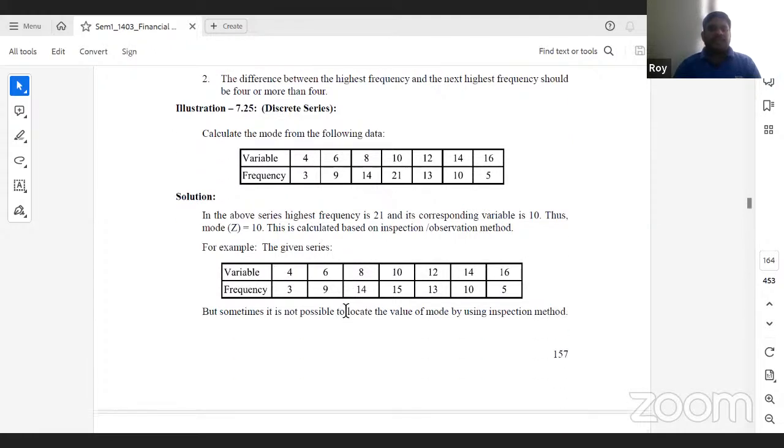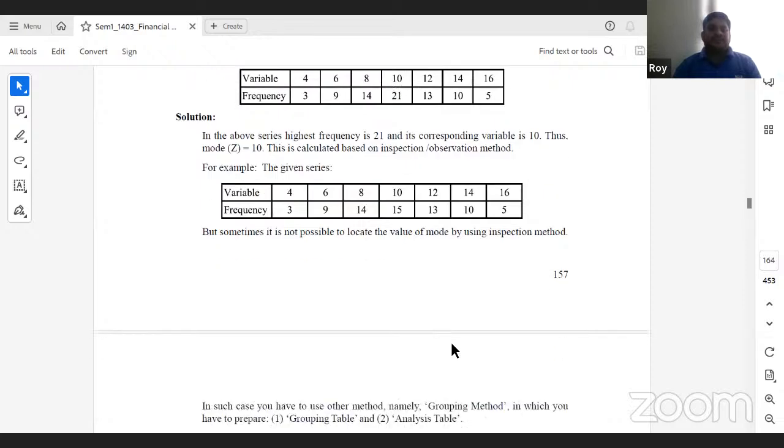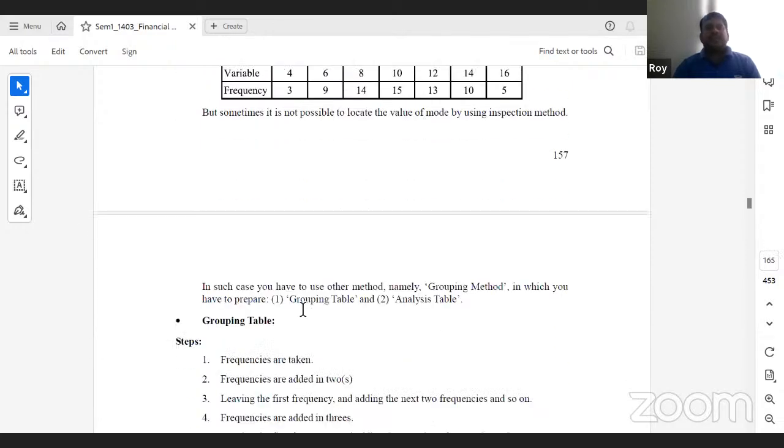For example, the given series is 4, 6. But sometimes it is not possible to find the value of the mode by inspection. Inspection means just by looking at it, we can understand. Say, by looking at this, the number 10 occurs 21 times. The mode is 10. In such a case, you have to use the grouping method.